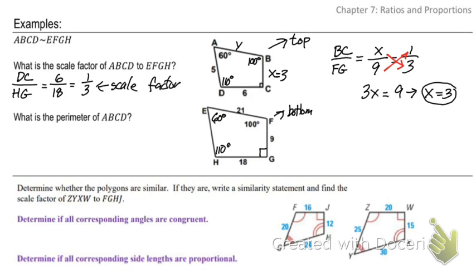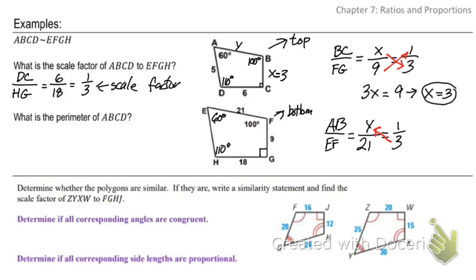All right, to get my y, our y is side AB. So we're going to do AB corresponds to EF. AB I stood for y. EF is 21. That has to equal my 1 over 3 once again.